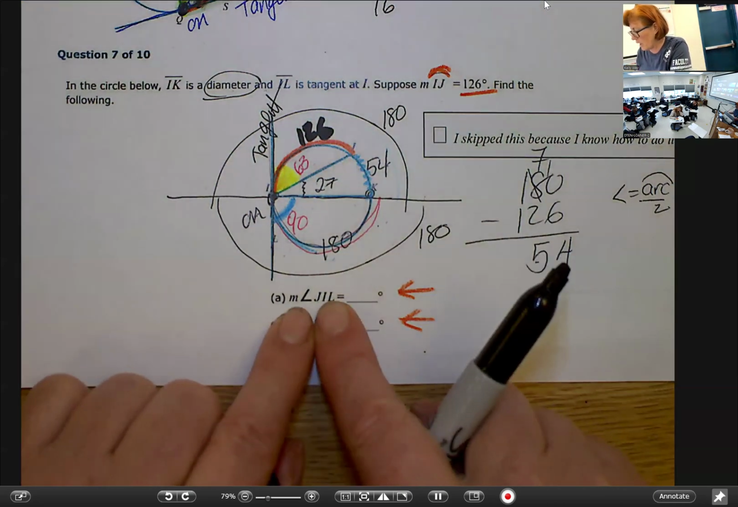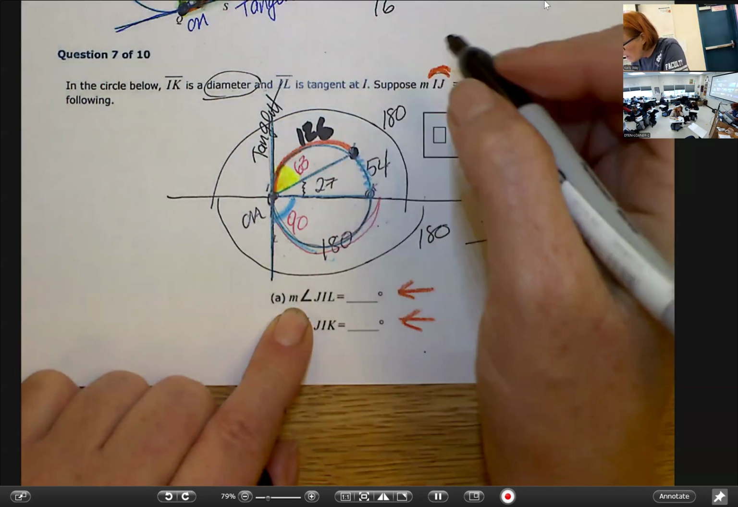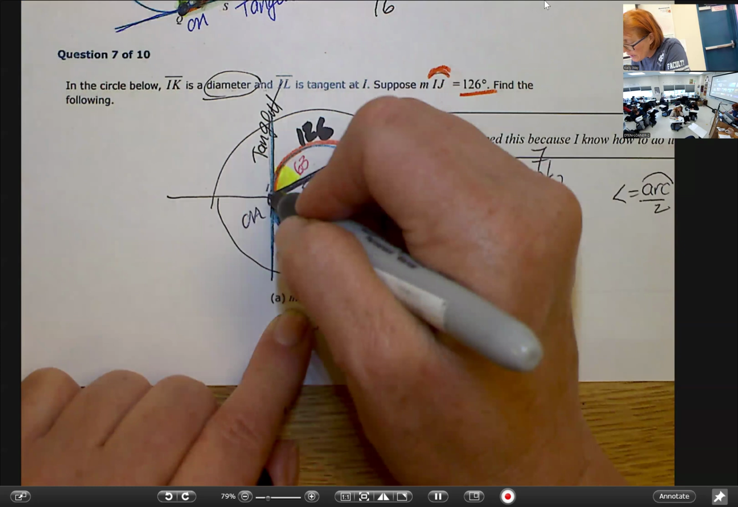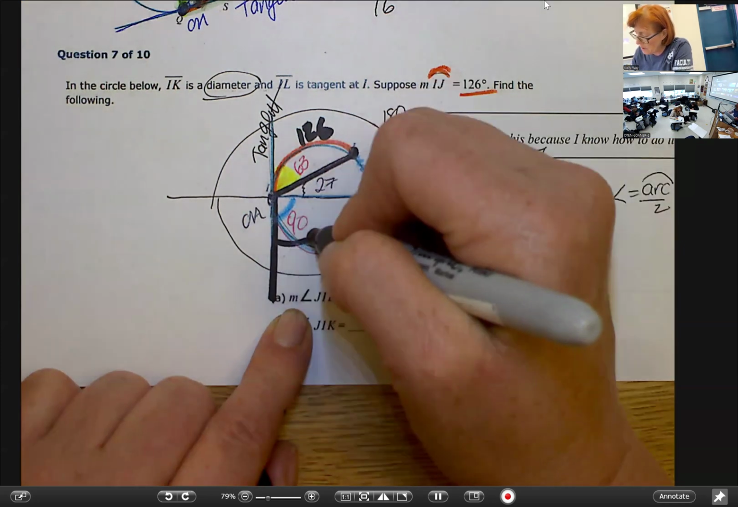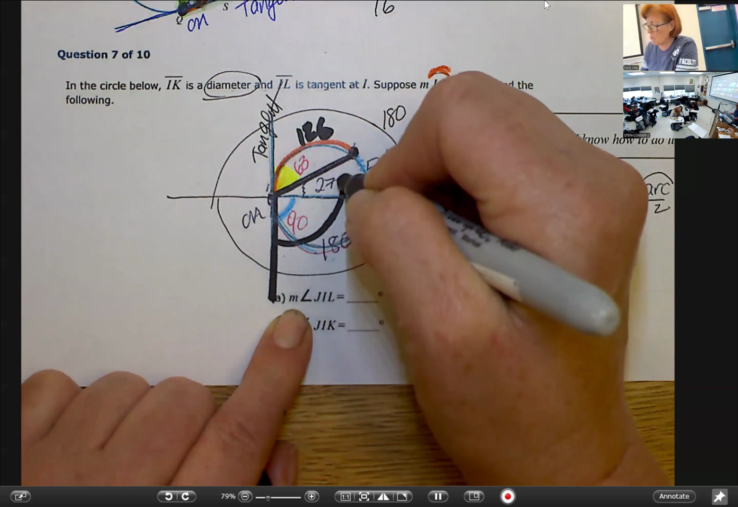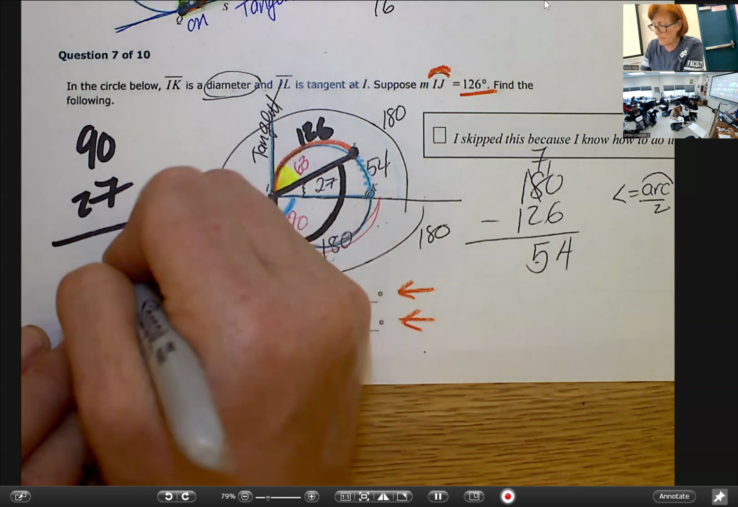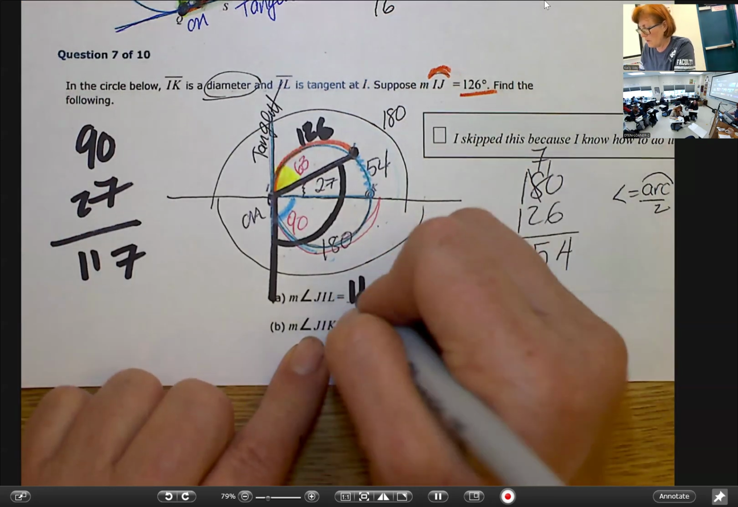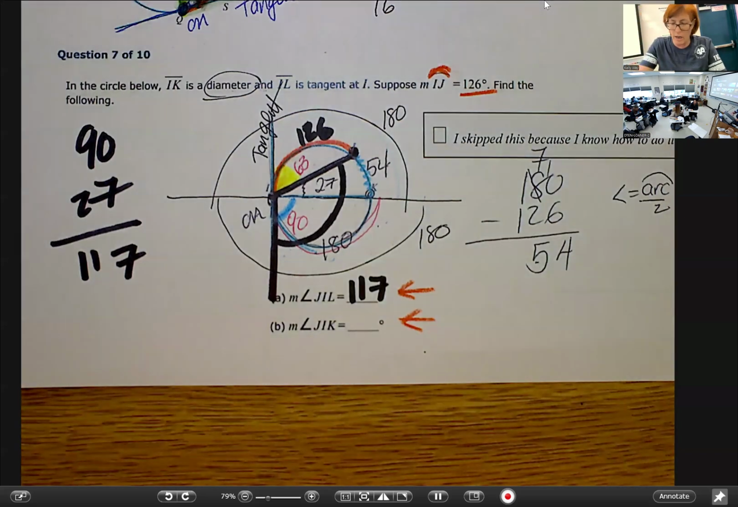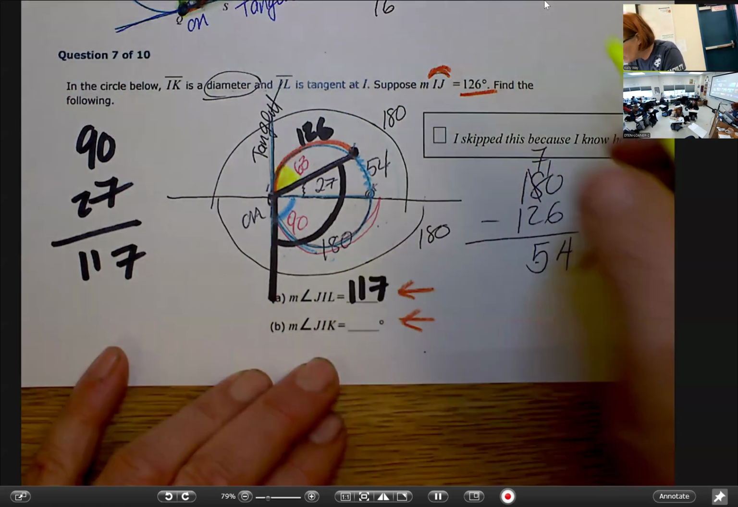Now that you kind of found everything, now it's super easy to pick these off. That's an angle, J-I-L. Let's trace it. J-I-L. So it's that black angle. So we're going to add 90 plus 27. What do we get? We get 117. And then we went to J-I-K. It's also an angle.